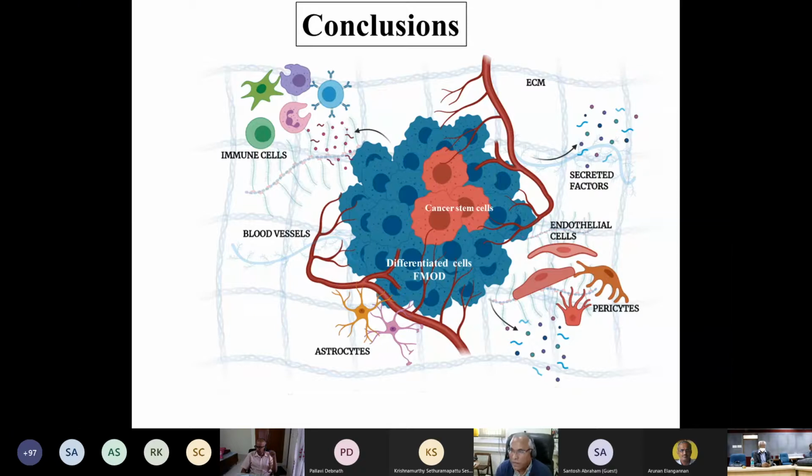Targeting should continue to be done for the non-cancer stem cells as well, because our study clearly demonstrates that non-cancer stem cells also contribute to the overall tumor growth, even though they cannot initiate tumor. In addition, other stromal cells also have to be targeted.